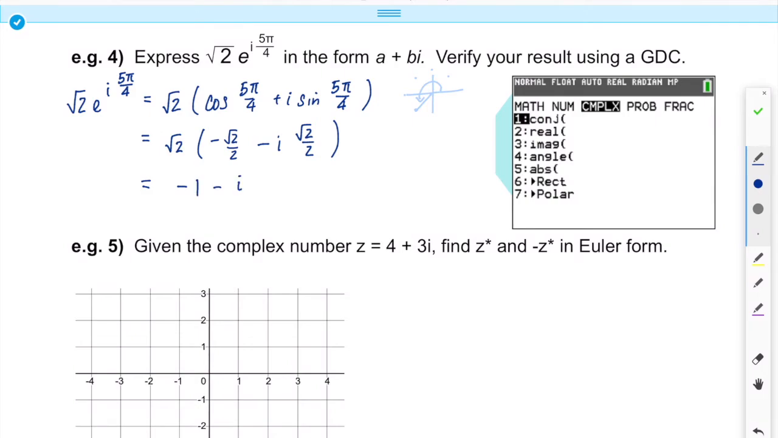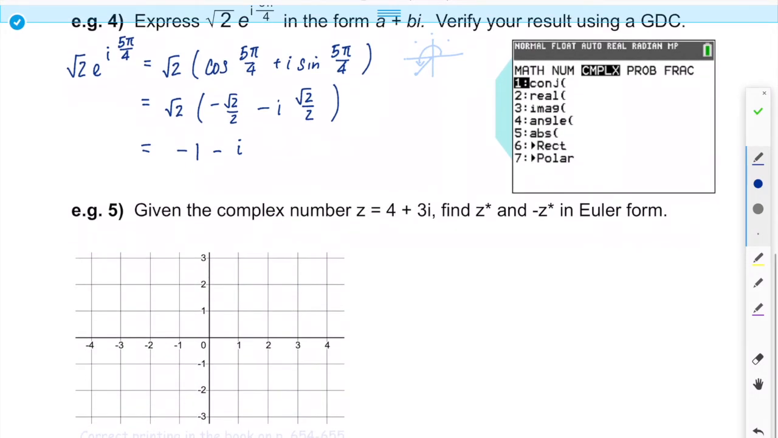So how do you do that on a calculator? Now let's take out your calculator. Go to math, and then you use your right arrow. Scroll over to complex, the CMPLX menu. The menu allows you to turn a complex number from polar form to rectangular form using item 6, or turn a number from rectangular form into polar form using number 7. Okay, so that's what the menu looks like.